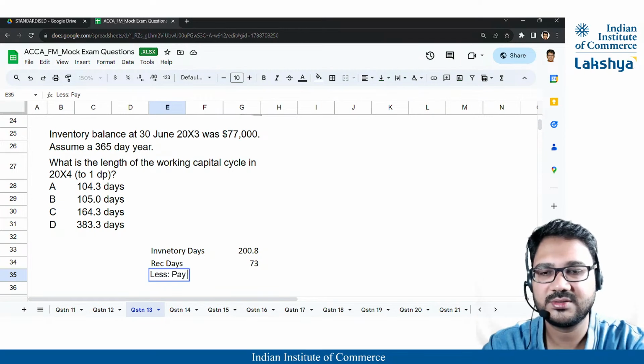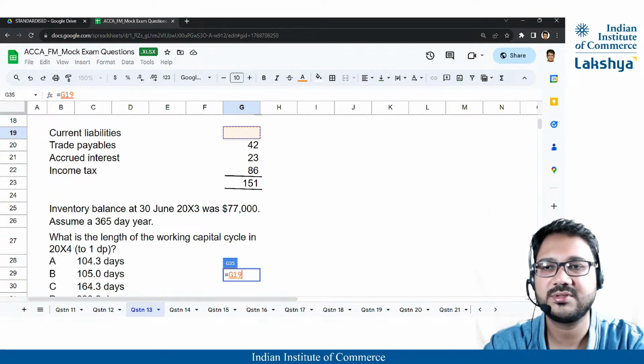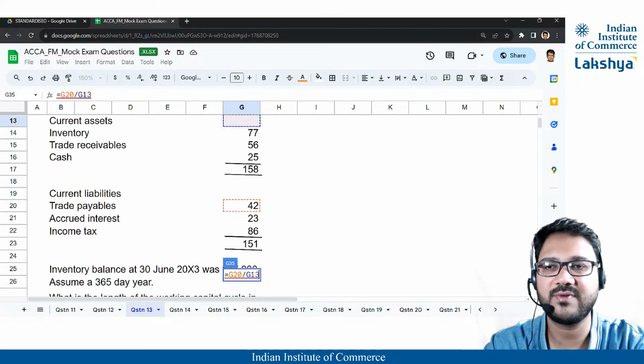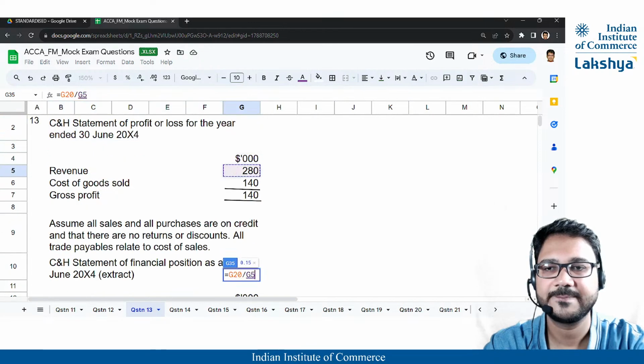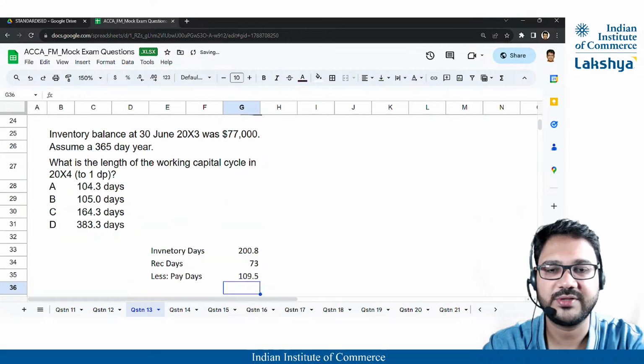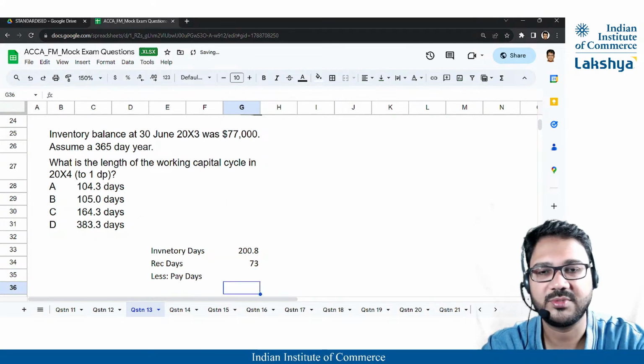payable days, which is equal to payables. Now, they have explicitly given that payables are to be valued at cost of sales, that is cost of goods sold, into 365. So this will be a negative number because we are doing less, right?